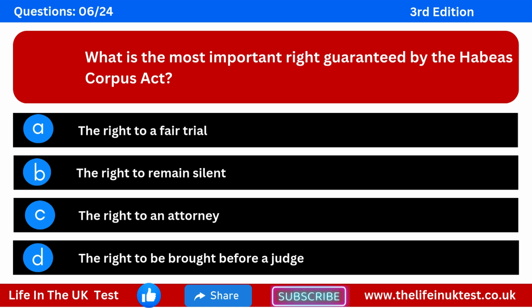Question 6. What is the most important right guaranteed by the Habeas Corpus Act? Option A. The right to a fair trial. Option B. The right to remain silent. Option C. The right to an attorney. Option D. The right to be brought before a judge.